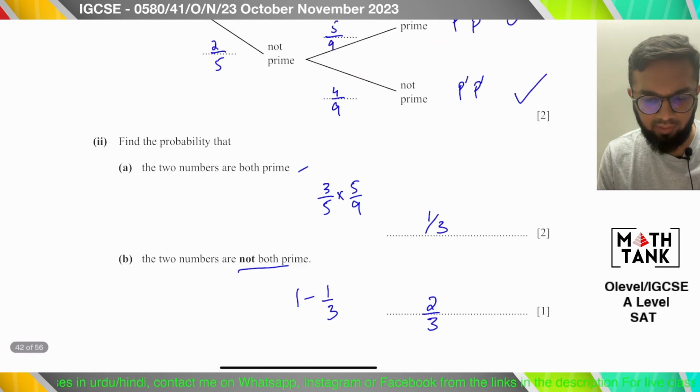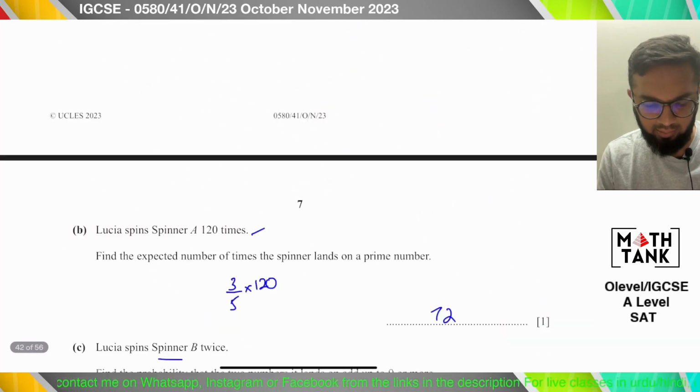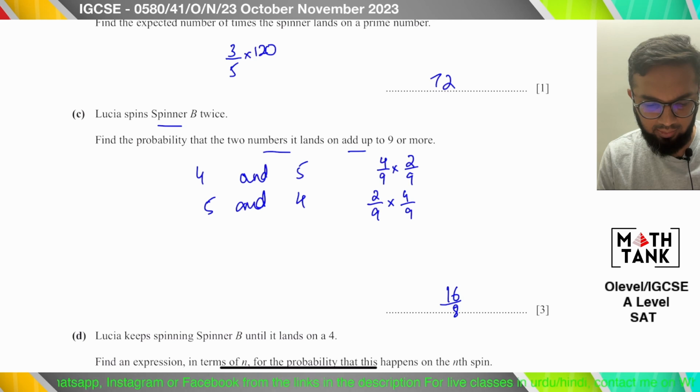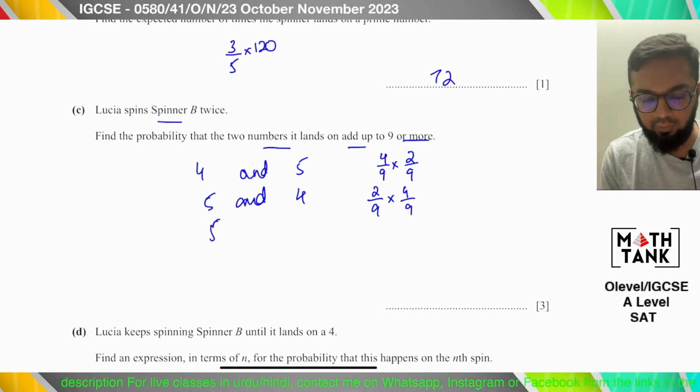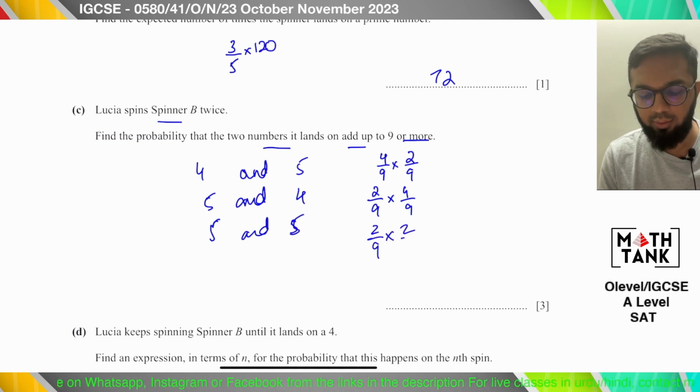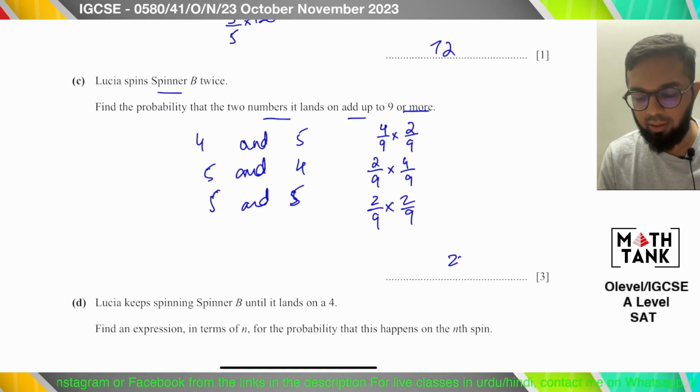Is there any other way of getting a 9? Add up to 9 or more. Okay, so I missed out 5 and 5. So 2 over 9 into 2 over 9. So that's 20 over 81.